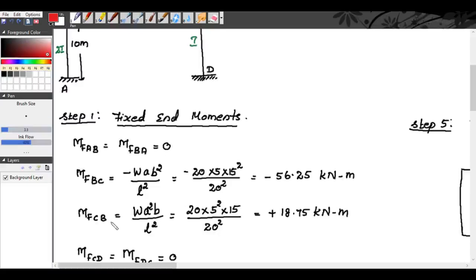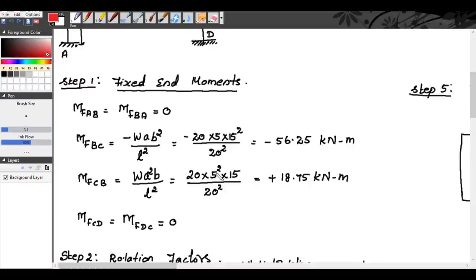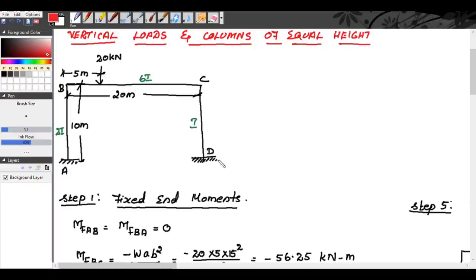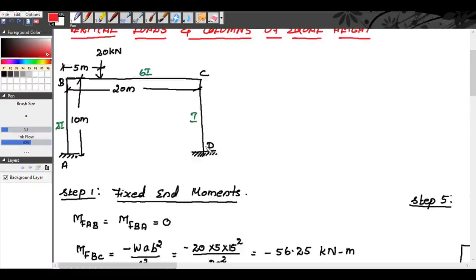Similarly, M of CB is equal to plus W A square B by L square. W is 20, A is 5 and B is 15. So 5 square into 15 by 20 square, we get plus 18.75 kilonewton meter. Now, for the column CD, M of CD is equal to M of DC is equal to 0 because there is no external loading acting on CD.